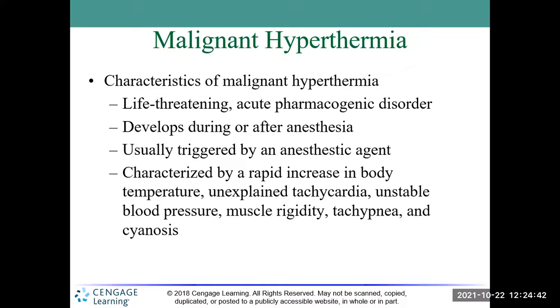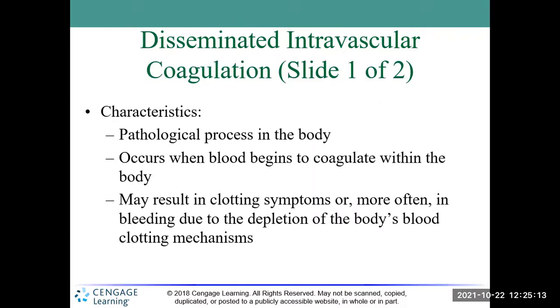And what you'll see is a really rapid increase in body temperature, unexplained tachycardia, so really increased heart rate, unstable blood pressure, and it could be high or low, and then muscle rigidity, as well as increased respiratory rate, so tachypnea, and then cyanosis. You may notice that they're looking blue, and muscles are rigid, and they're breathing fast, and their heart rate's fast, and their blood pressure is unstable, and their temperature's up. So this is malignant hyperthermia.